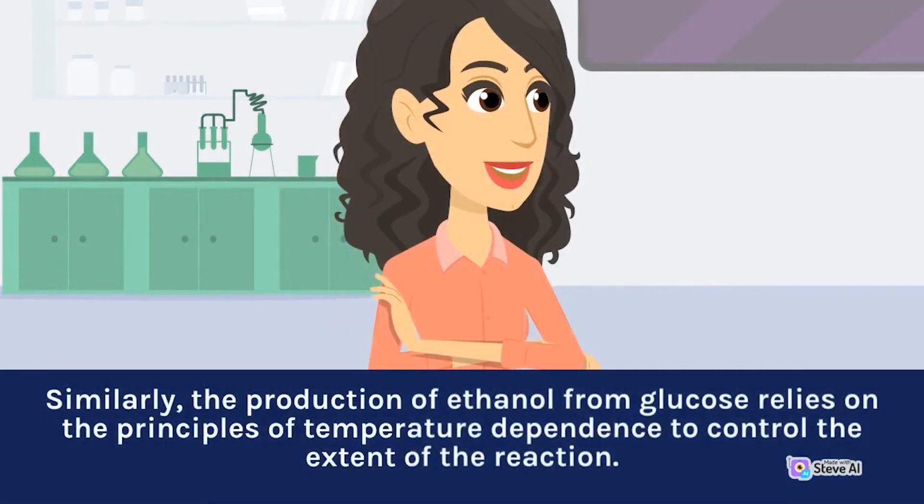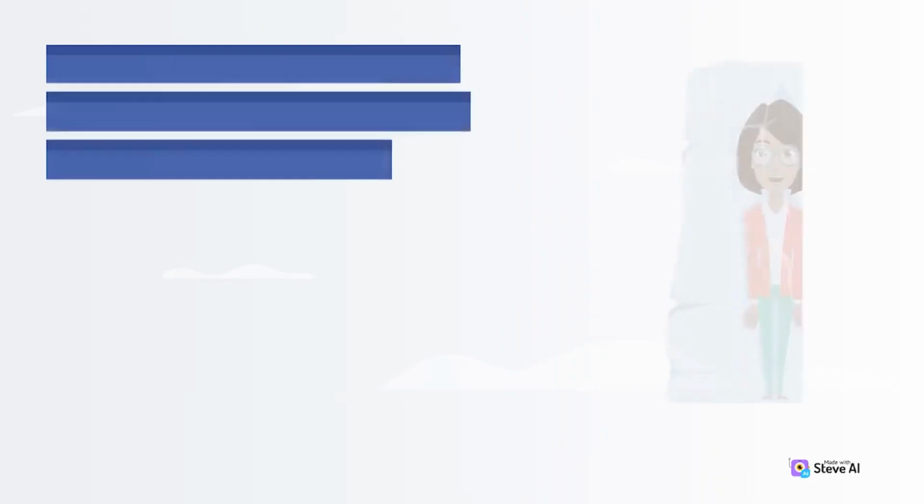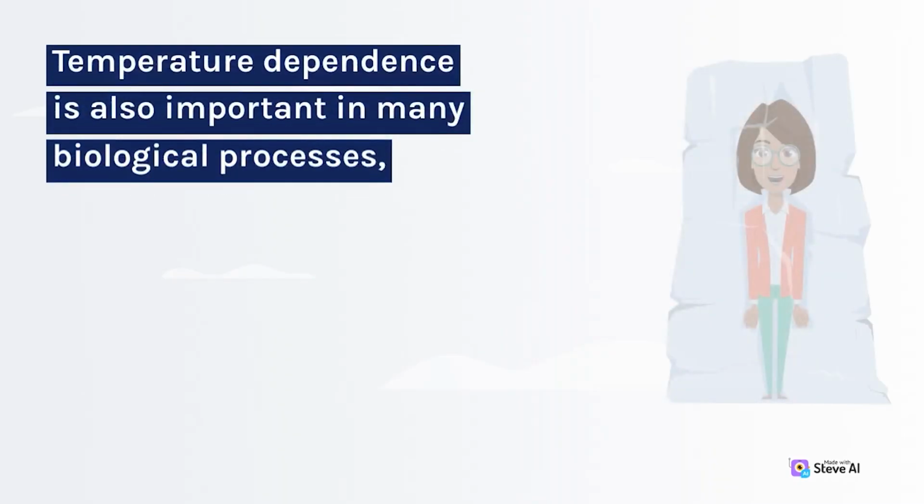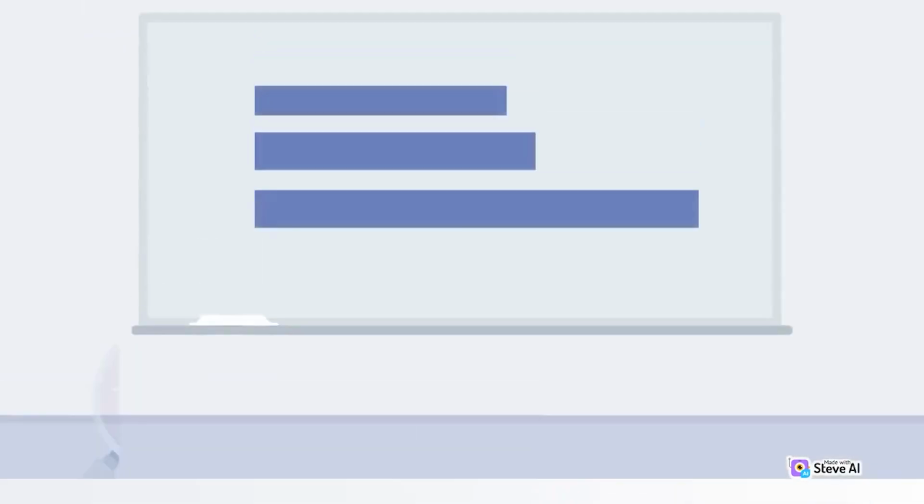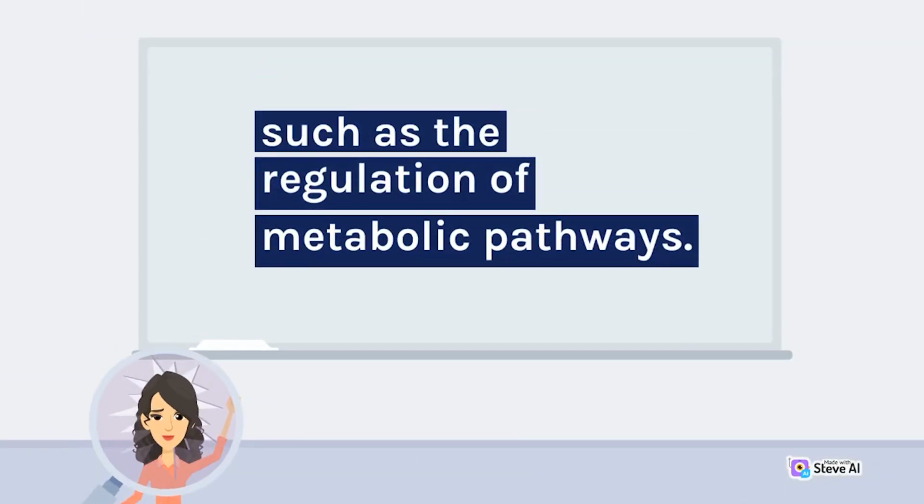Similarly, the production of ethanol from glucose relies on the principles of temperature dependence to control the extent of the reaction. Temperature dependence is also important in many biological processes, such as the regulation of metabolic pathways.